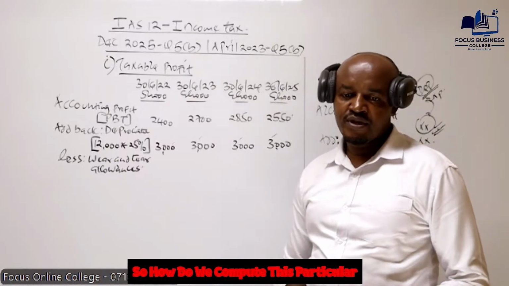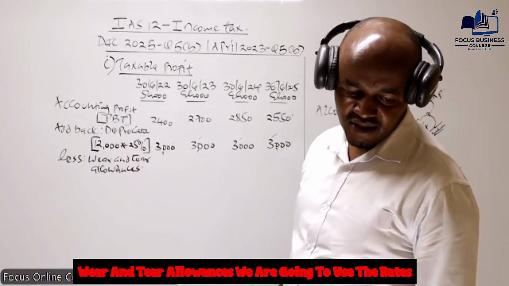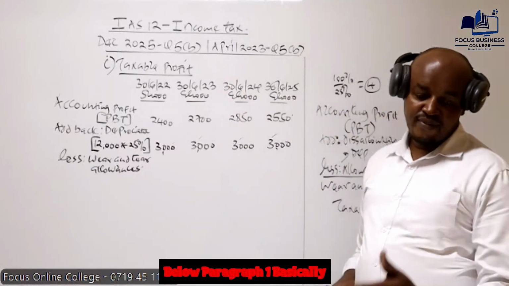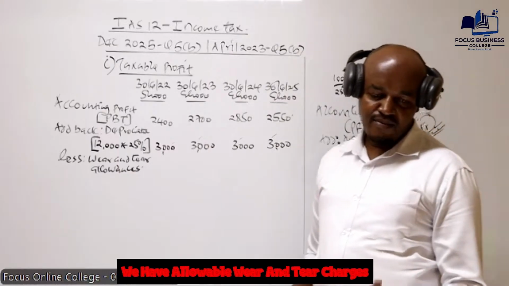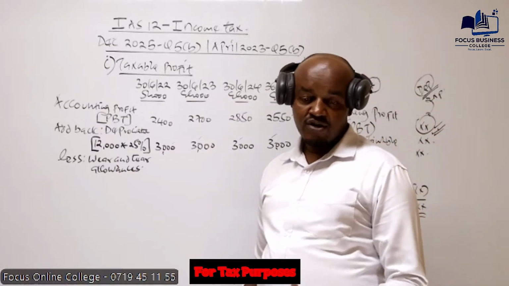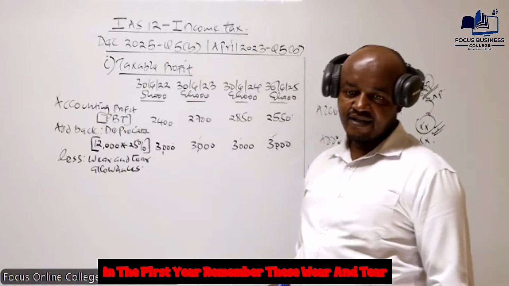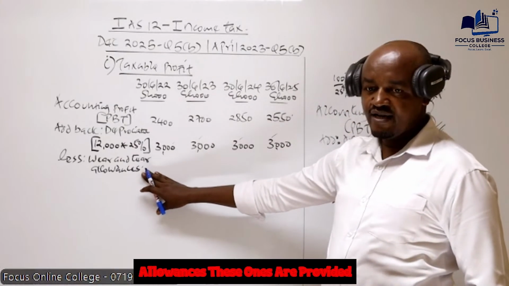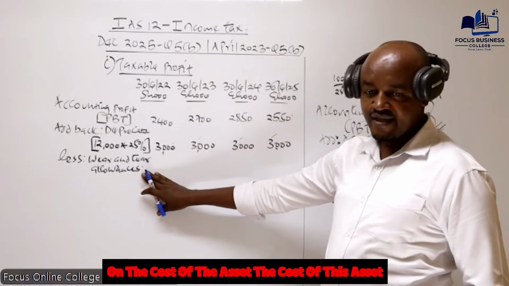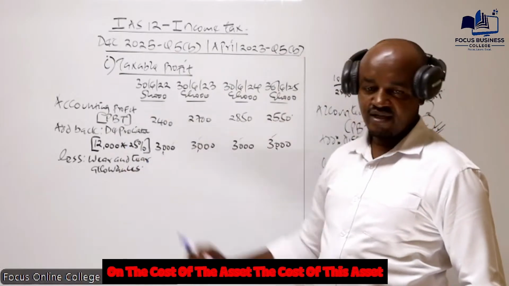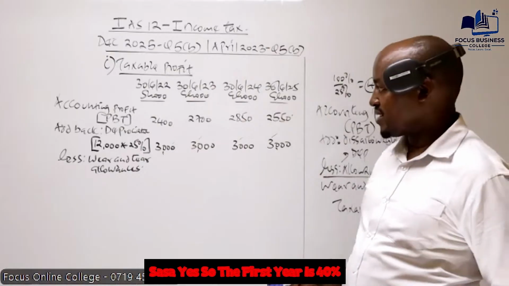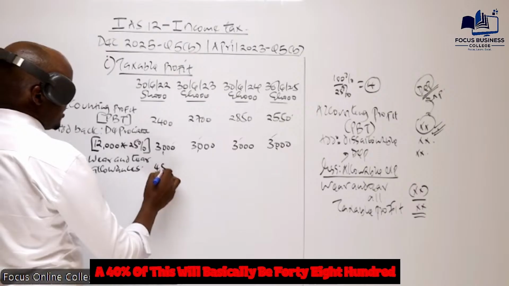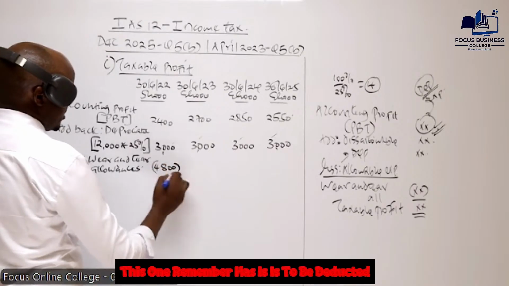So how do we compute these wear and tear allowances? We are going to use the rates given below paragraph 1, the allowable wear and tear charges for tax purpose. Remember, these allowances are provided on the cost of the asset. In the first year, it is 40%. 40% of this will basically be 4,800. This one, remember, is to be deducted.